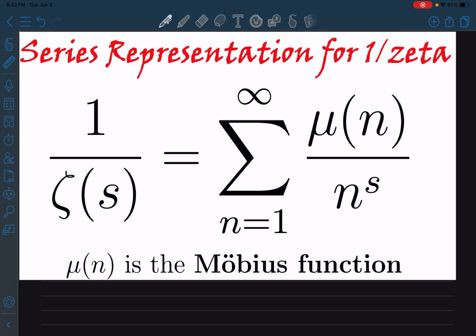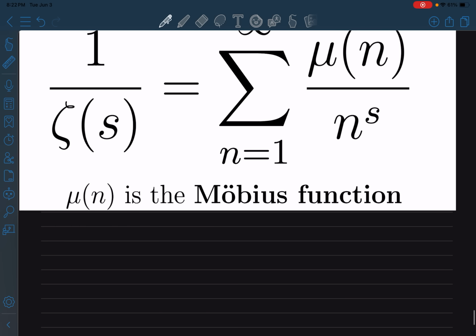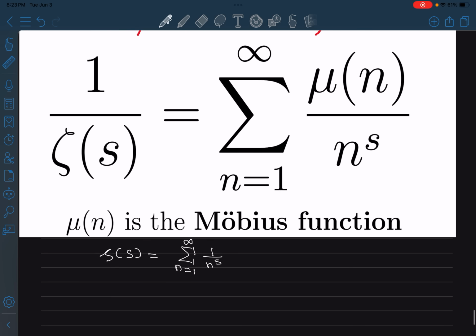So basically this whole thing is based on how we define mu of n, and we'll see that. Before we go to 1 over zeta of s, let me first talk about zeta of s. This is the sum from n equals 1 to infinity of 1 by n to the power s, right? So the only difference is there's mu of n in the numerator, whereas over here it's just 1.